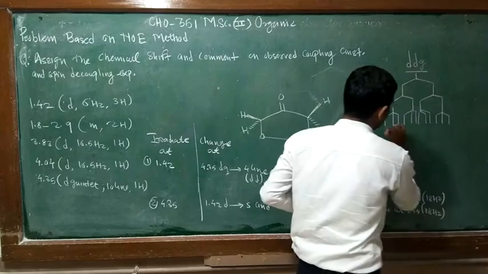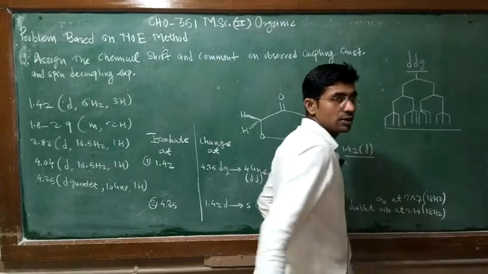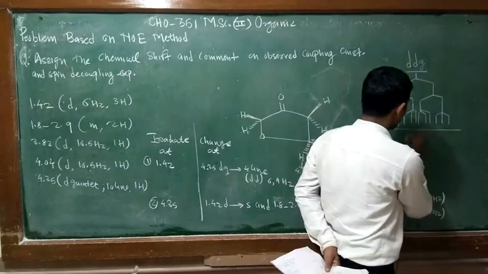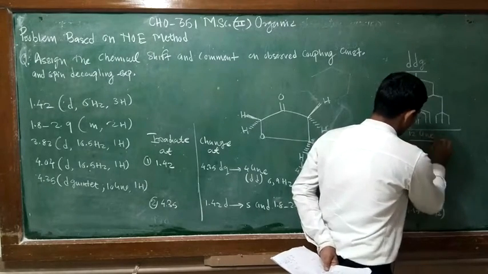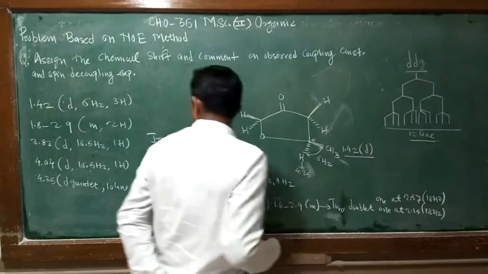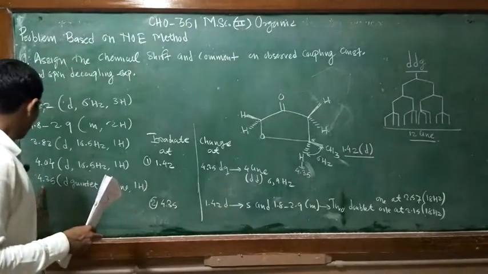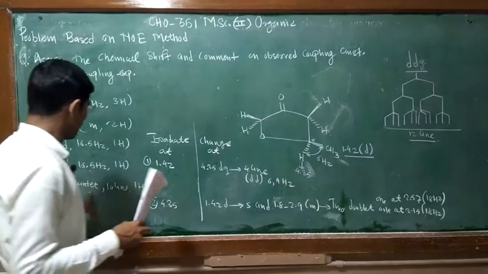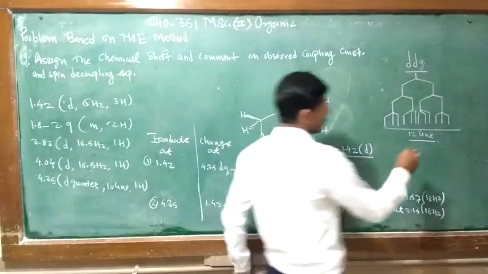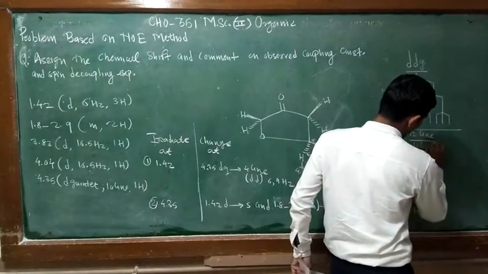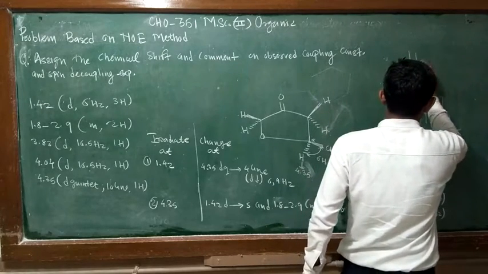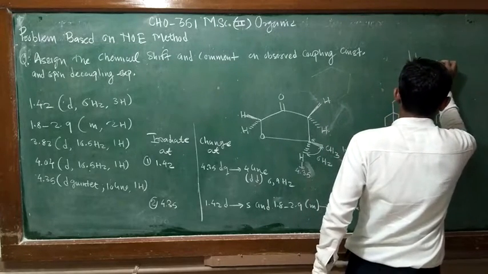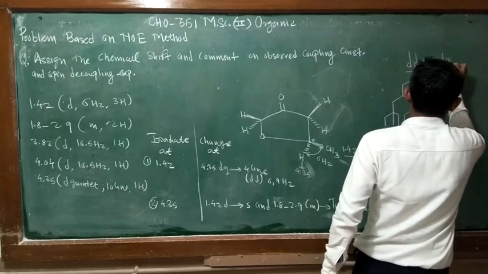So overall, how many lines? If you count the number of lines here, that is 12 lines. But the signal given for this, 4.35, doublet of quintet, is 10 lines. That means 2 lines are merged, and because of that our signal does not look like a doublet of quartet. The signal looks like a doublet of quintet.